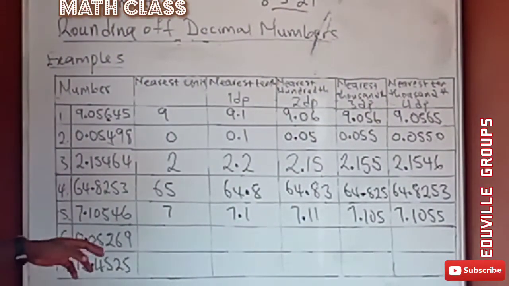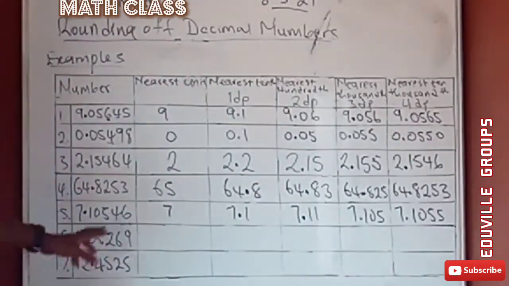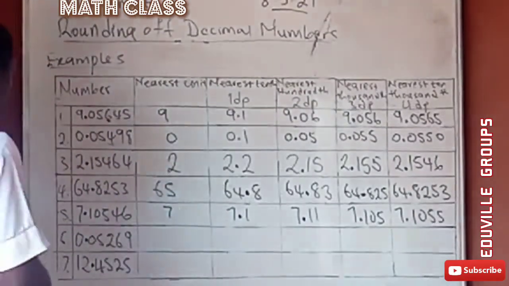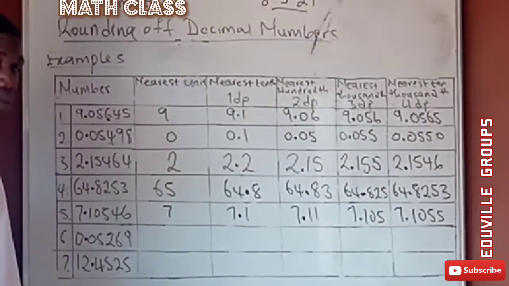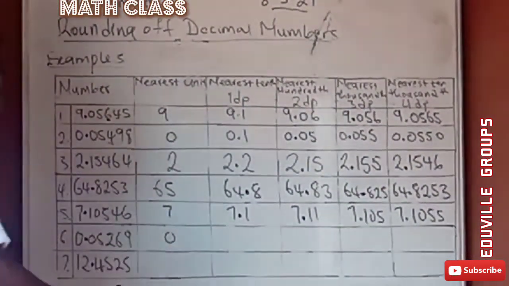Then coming to this one, number 6, nearest unit, our answer is going to be what? 0. 0, because the next number is what? 0. So our answer here is 0.